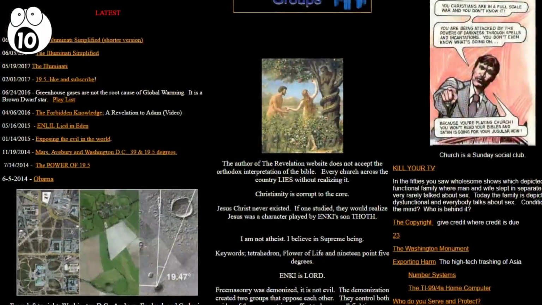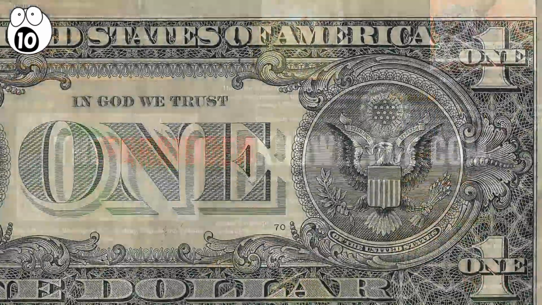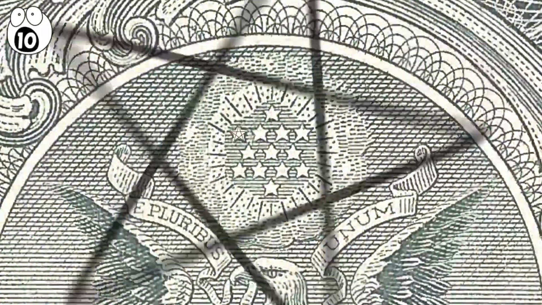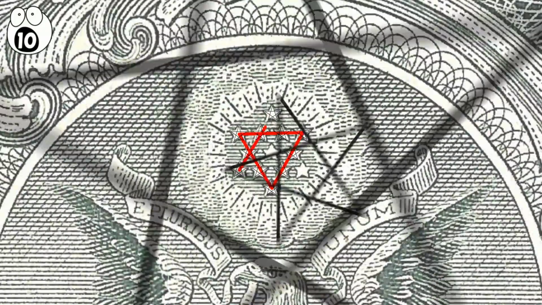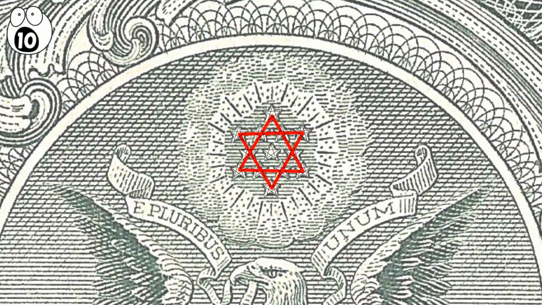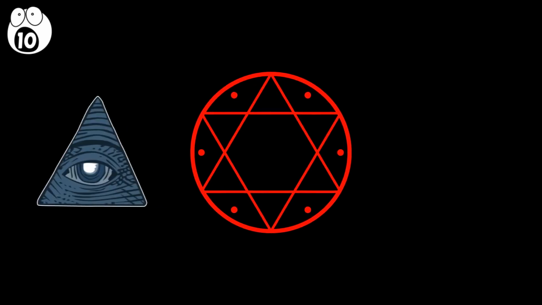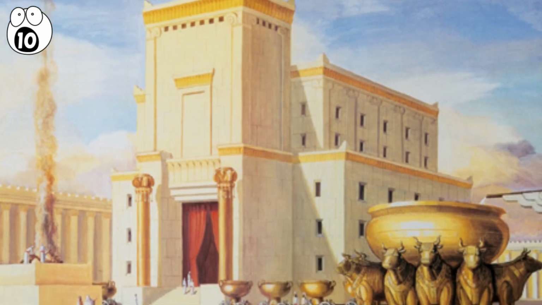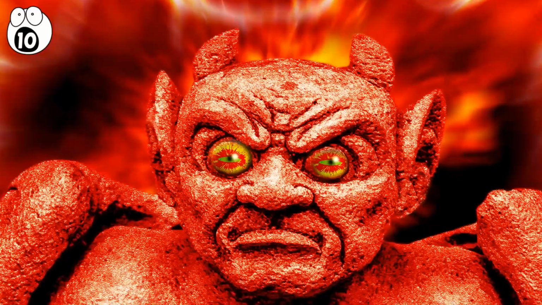Robert Howard, the man behind the conspiracy website theforbiddenknowledge.com, believes that the stars seen on the Great Seal of the $1 bill above the eagle's head are not in fact stars, but pentagrams arranged to form a hexagram, better known by conspiracy theorists as the Greater Seal of Solomon. The connections between the Illuminati, the Freemasons, and the temple created by Solomon in the Bible are well documented, but conspiracy theorists make another claim of a connection with the devil.